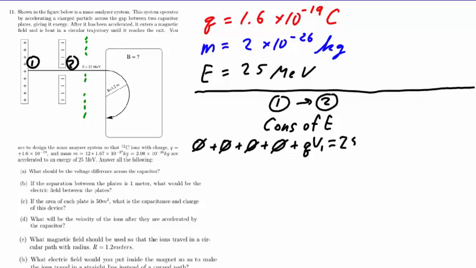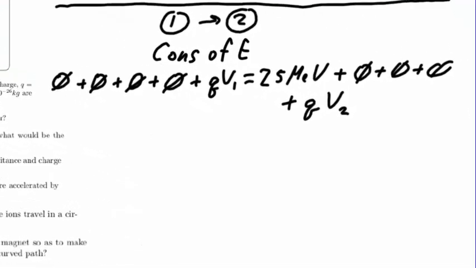At moment 2, we certainly do have translational kinetic energy. In fact, we have 25 MeV worth of translational kinetic energy. However, we have no rotation, spring, or gravity, but we will have an electric potential energy equal to the charge of the object times the voltage at location 2. Bringing all the voltage terms to the left-hand side of the equation, we'll see that Q times the difference in voltage is equal to 25 MeV.